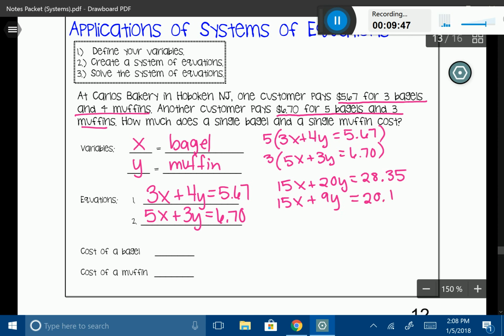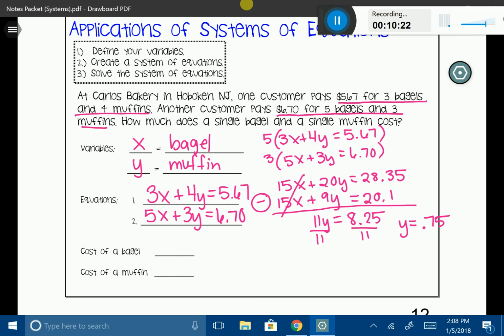Okay, now that we have those x's the same, now we can use our elimination method, and I'm going to subtract them. And that subtraction will eliminate them. And so then we have 20 minus 9 is going to give me 11y. And if we subtract those decimals, it's going to give us $8.25. Simplify it, divide by 11, and my y is going to be 0.75, or in our case, we're talking about the price of a bagel and a muffin. So the price of a muffin is going to be 75 cents.